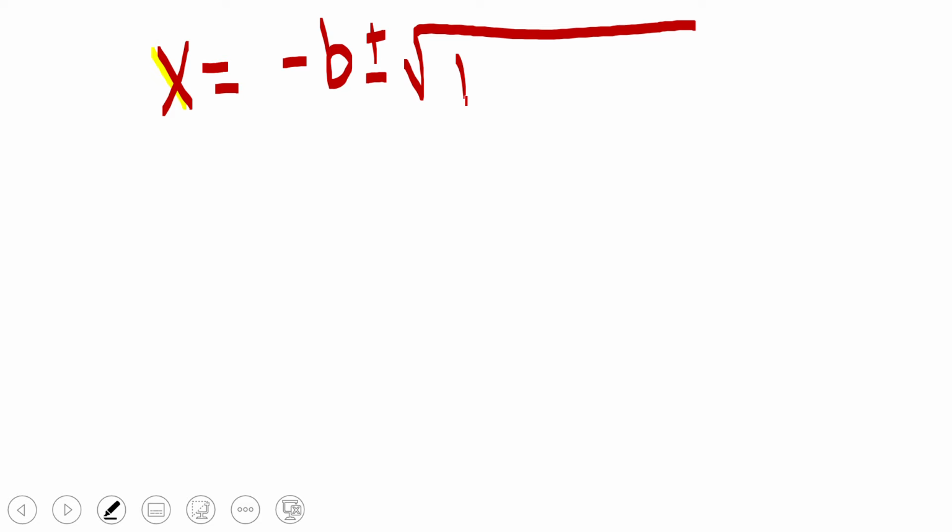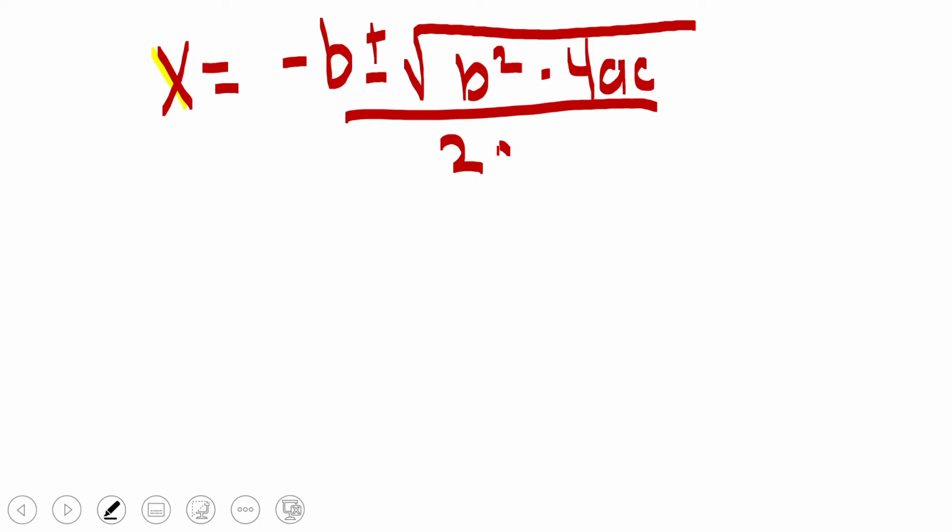So when we look at the quadratic formula, we get x is equal to negative b plus or minus the square root of b squared minus 4ac, all over 2a. Where do the values a, b, and c come from? The values a, b, and c come from the coefficients in your equation.